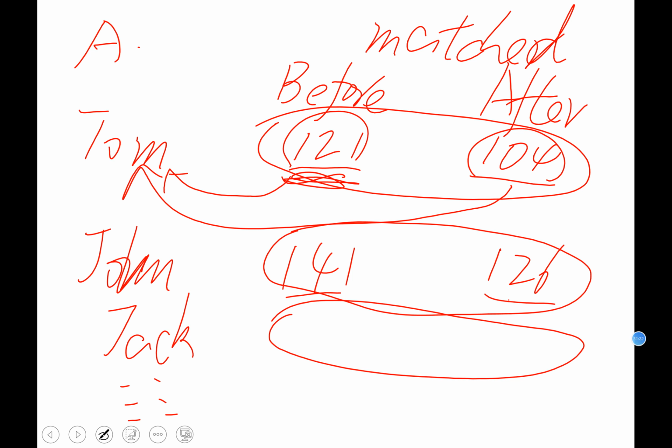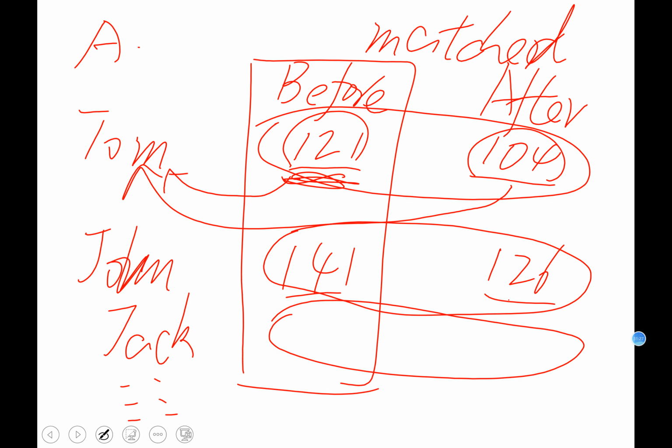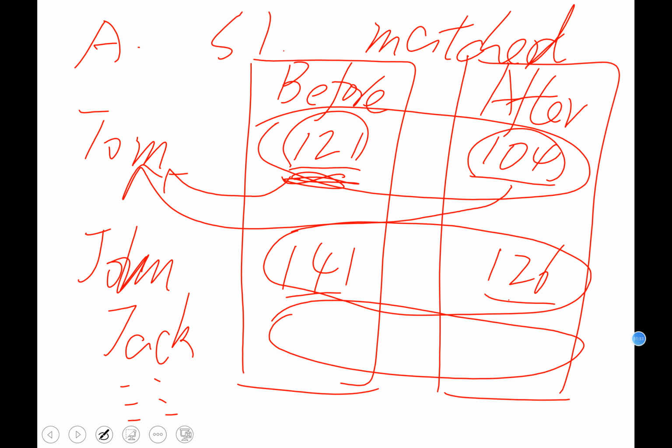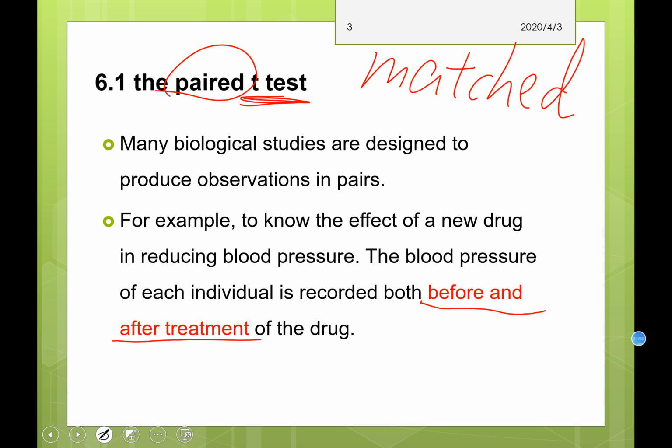All the numbers from before are considered as sample 1, and all the numbers from after are considered as sample 2. At this time, we say that sample 1 and sample 2 are matched. So that is the paired samples. These two samples are paired samples. So that is the meaning of paired.